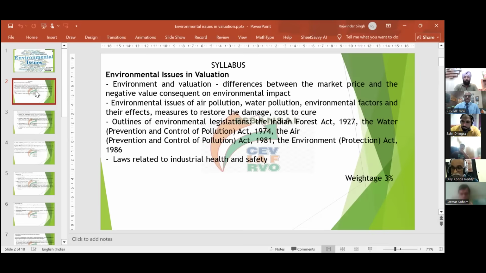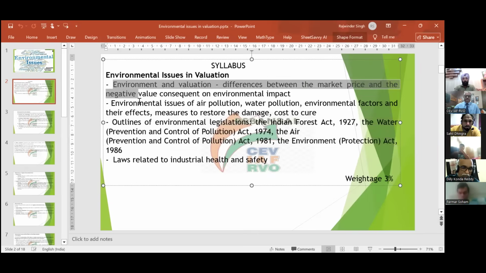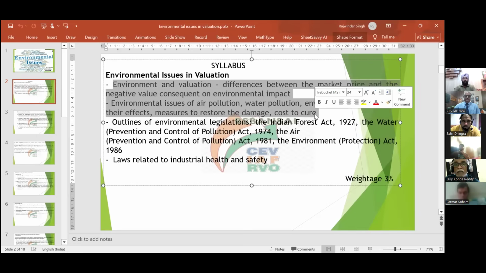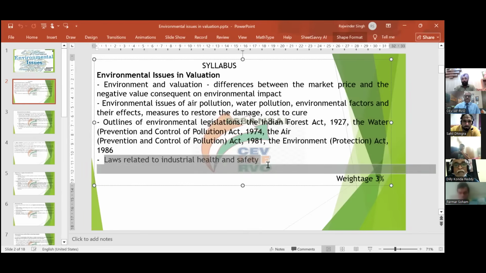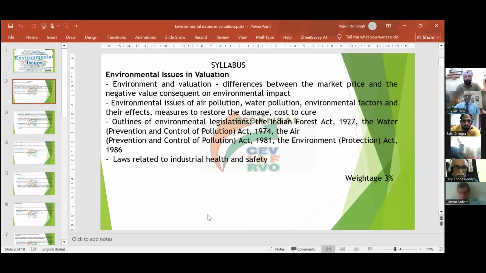So here, the main thing you have to learn is about the different acts, from where you may get 1 to 2 questions. Another thing is the effect of environment on the valuation, how it affects the valuation. And then you have to study the laws related to industrial health and safety, and mostly the plant and machinery values. They are already conversant with these, but they must know the basics of these acts.